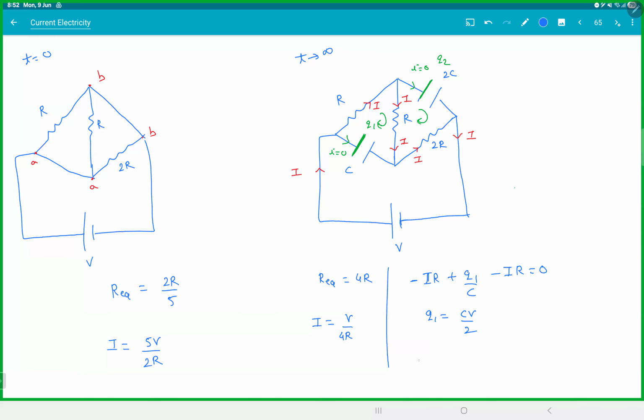Then I'll take the right loop: minus Q2 by 2C plus I into 2R. Again, I'm going here plus I into R is equal to 0. So Q2 will be 3V by 4, 3CV by 2. Check.